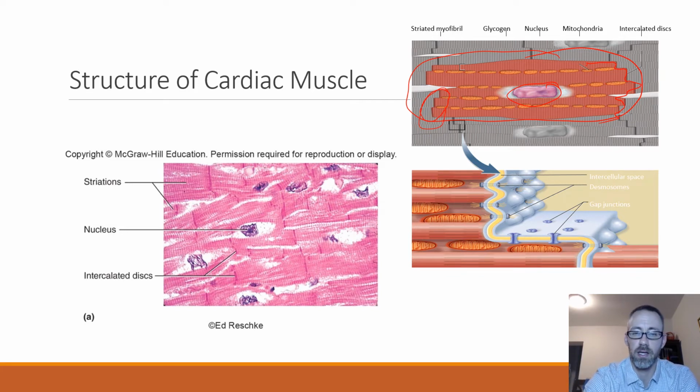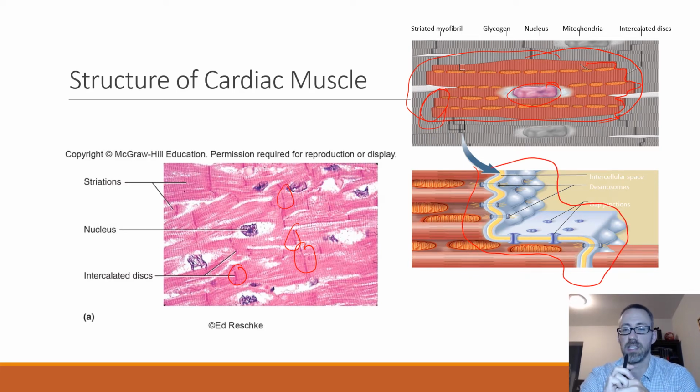If you look here at the microscopic view, you can see these intercalated discs all over. All right, there are these dense bands that you're seeing there, and we refer to those as intercalated discs. Again, that's where cardiac myocytes are being joined together. And if we take a look at this cartoon, you can see this structure here, which is supposed to represent that intercalated disc.